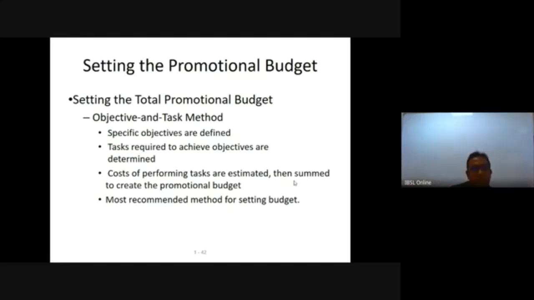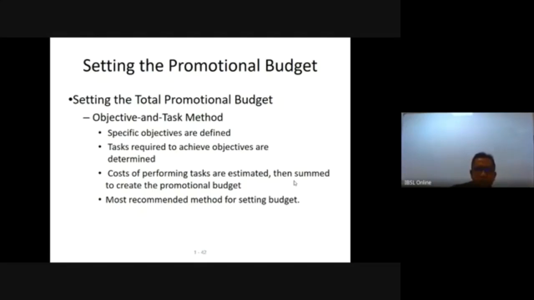This is the most logical method. Specific objectives are defined. Tasks required to achieve the objectives are determined. The cost of performing the tasks is estimated. Then they are summed to create the promotional budget. It is the most recommended method for setting a budget. Under the objective and task method, for all the marketing activities you want to do during the year, the cost of each activity is estimated, and then the total of those activity costs is taken as the budget.